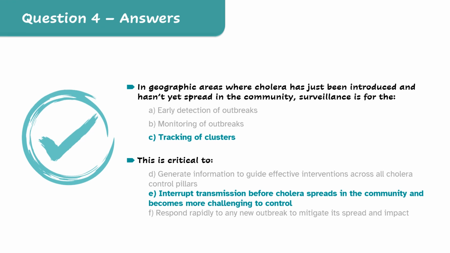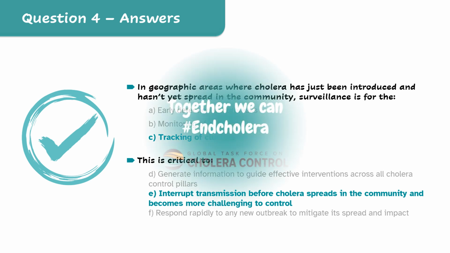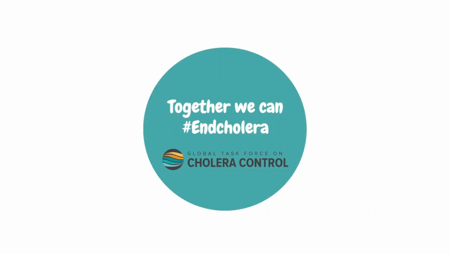The correct answers are C and E. In geographic areas where cholera has just been introduced and hasn't yet spread in the community, surveillance is for the tracking of clusters. This is critical to interrupt transmission before cholera spreads in the community and becomes more challenging to control. We have now completed this module.